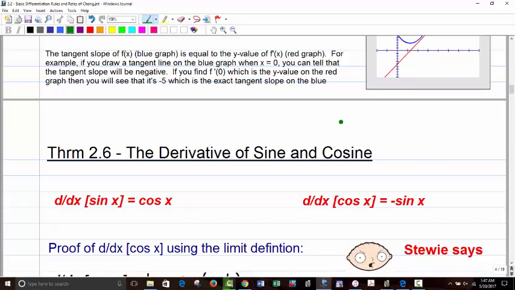All right, the derivative of sine and cosine. Now we're getting some trig functions in there to make some excitement here. The derivative of sine of x is actually cosine of x. The derivative of cosine of x is negative sine of x. Very interesting. Negative sine of x.